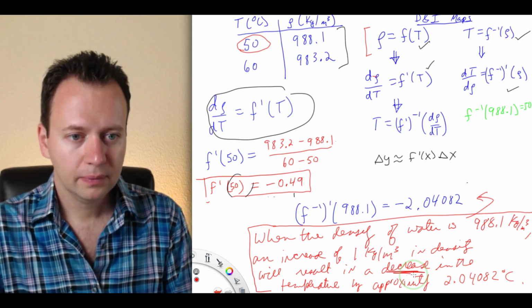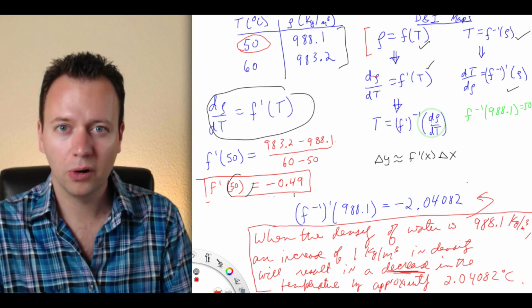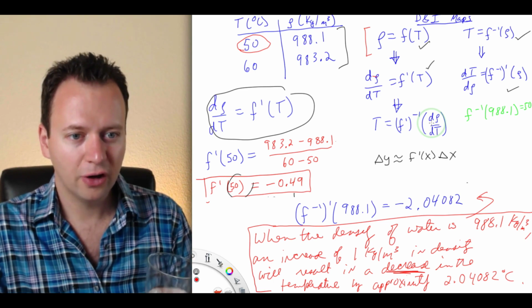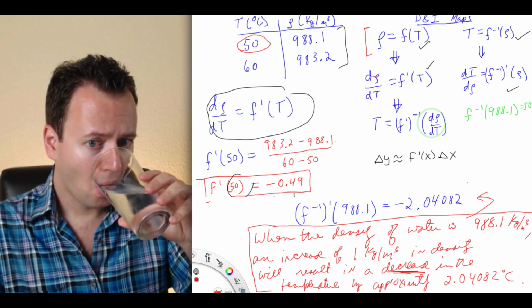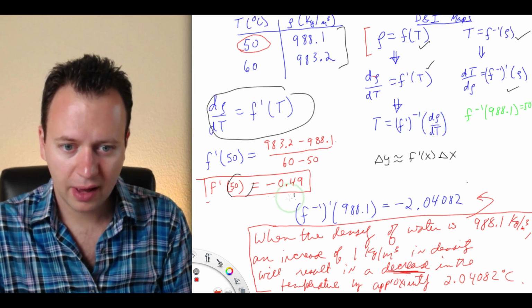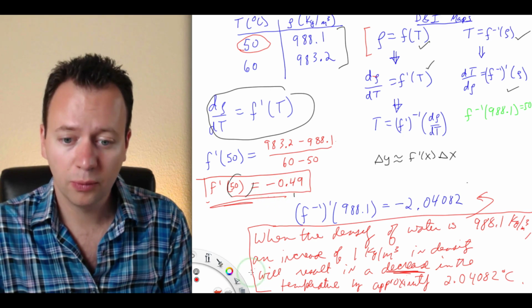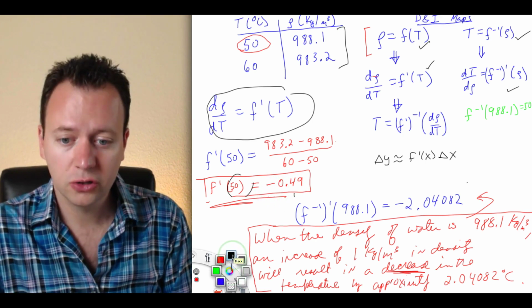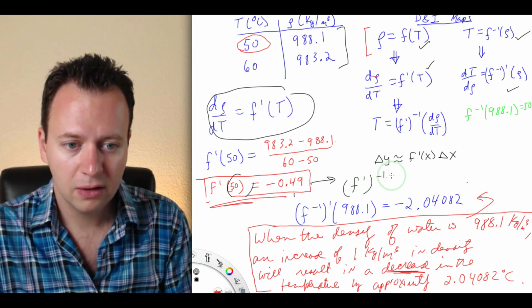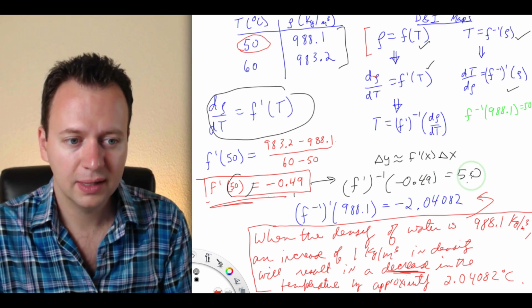And then f prime inverse. This is a little bit more advanced than the other four because we are taking the inverse function of the derivative. Well, actually, it's not too bad because I kept this statement alive up here. F prime of 50 is -0.49. So the inverse function just switches roles. So from that, we can say f prime inverse of -0.49 is equal to 50.